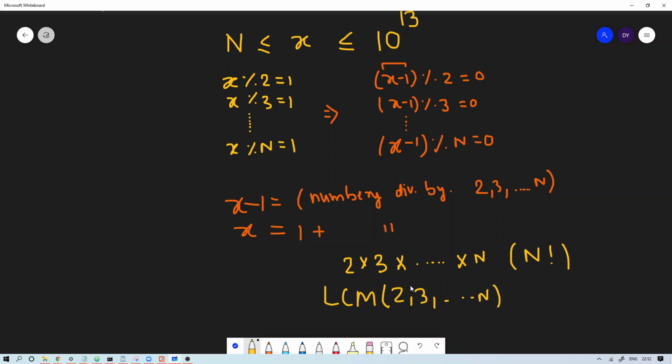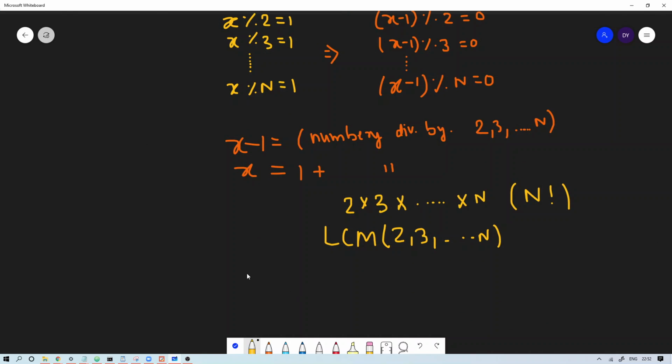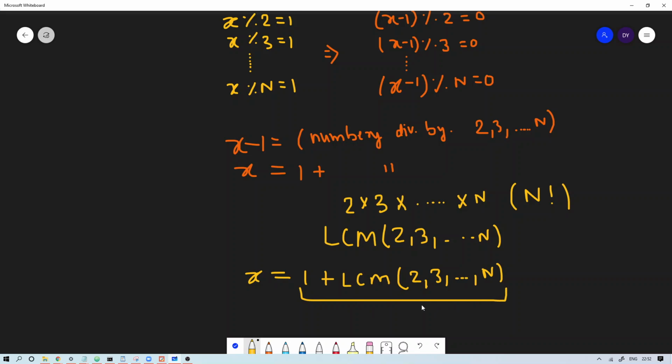Okay, so the answer will be x, which is equal to 1 plus the LCM of the numbers till n. This is the answer, and we have to calculate the LCM of numbers from 2 to n. That's it, and we are done.